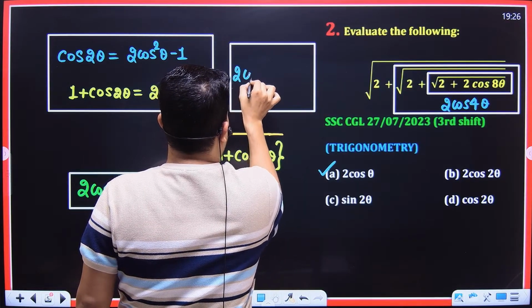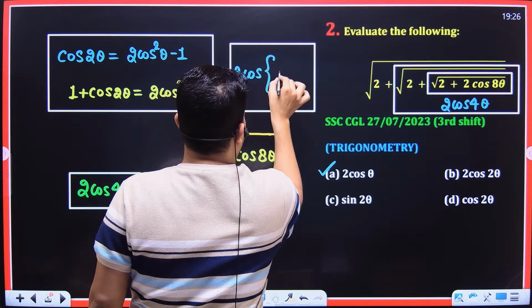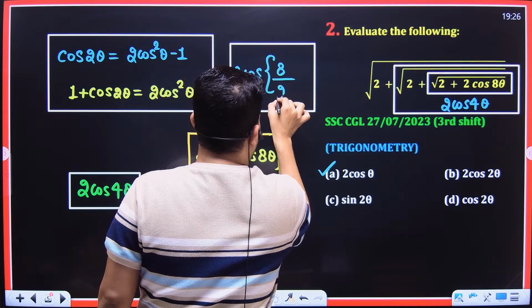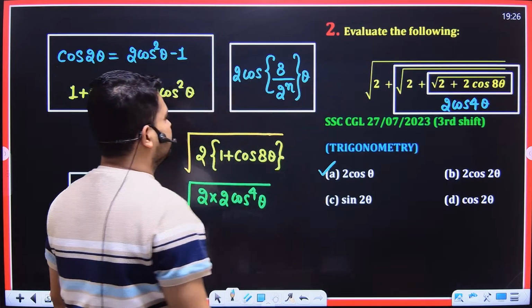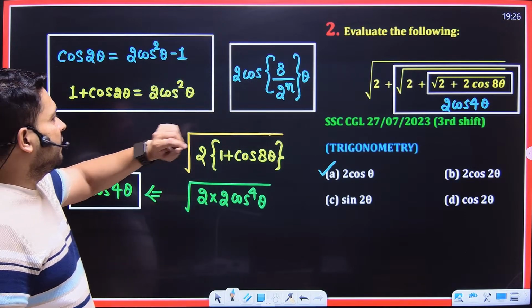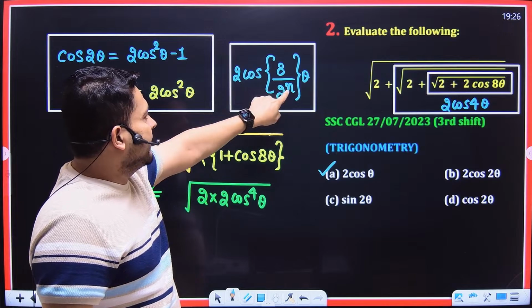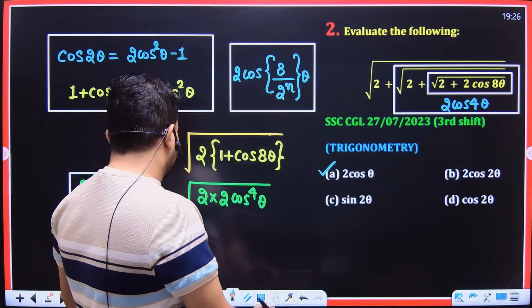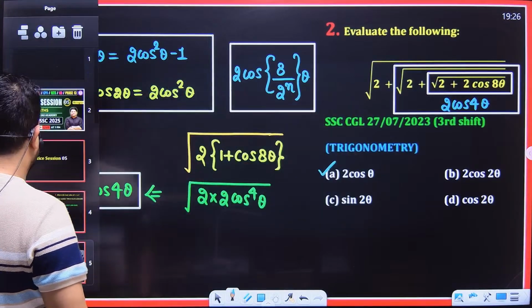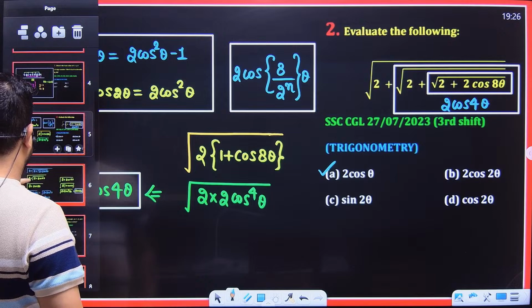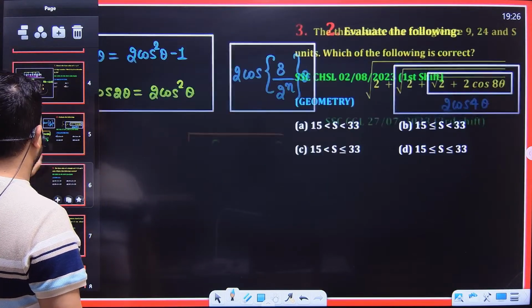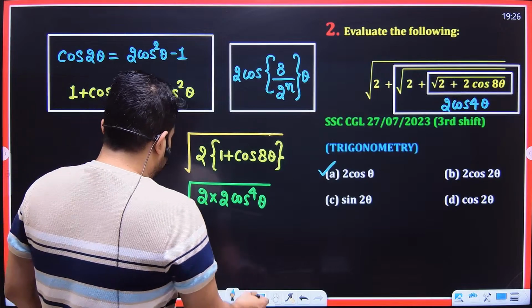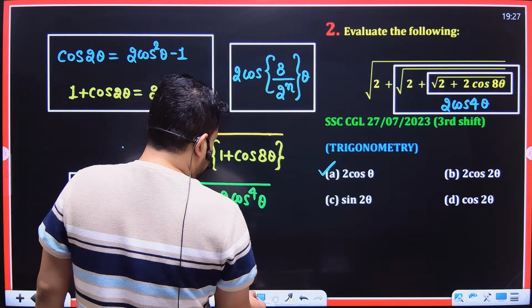Twice of cos is 8 upon 2 to the power n. This one is the correct one. See here what we have, 8 upon 2 to the power n. N is the number of square roots. This one is the solution. So we do not need the solution. What we will do is do this question directly.